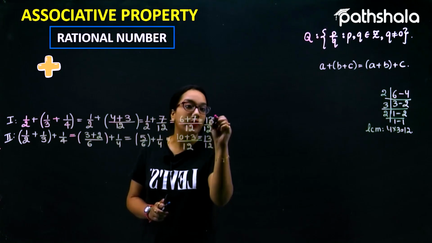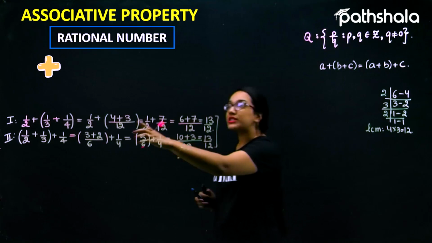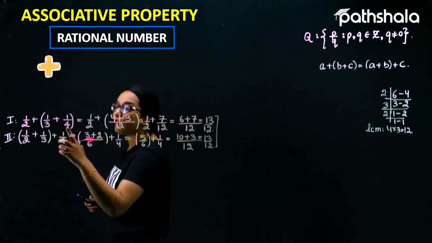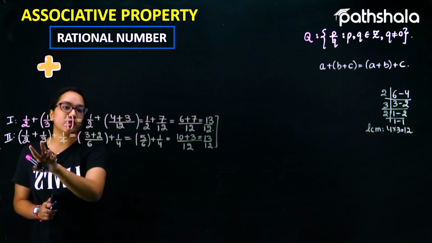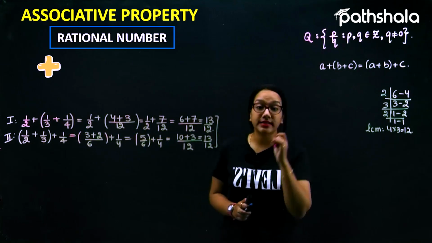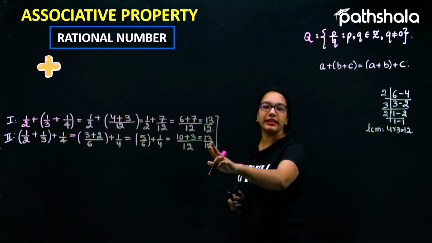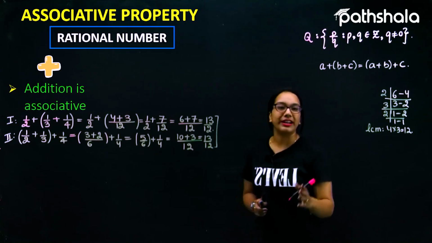So at the end, what is the conclusion? That the first case, which is half plus 1 by 3 plus 1 by 4, is equal to the second case, which is half plus 1 by 3 plus 1 by 4, means the answer of both of these cases are same, which is 13 by 12 and 13 by 12. It means that addition is associative in nature.